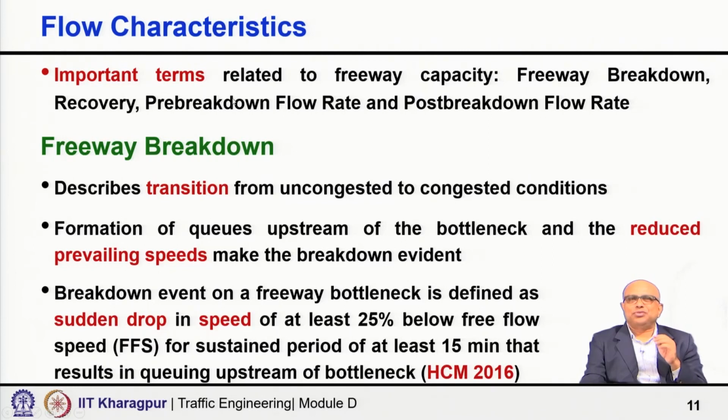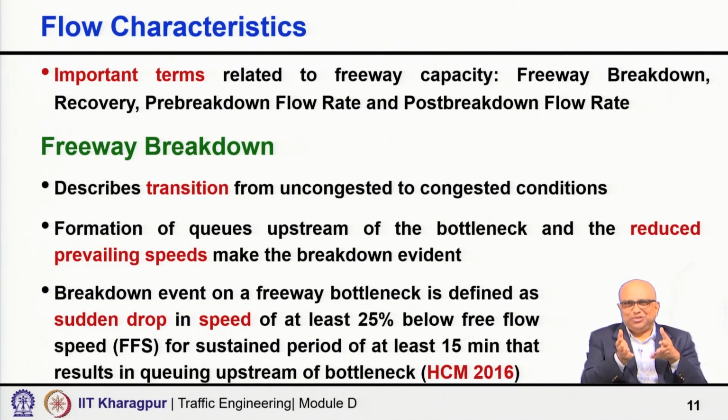Important terms. There are several important terms related to freeway capacity. Let us try to understand those. For example, freeway breakdown, recovery, pre-breakdown flow rate and post-breakdown flow rate. Let us try to understand these 4 terminologies, because they are important in the context of our discussion about capacity. What is freeway breakdown? It describes transition from uncongested to congested condition.